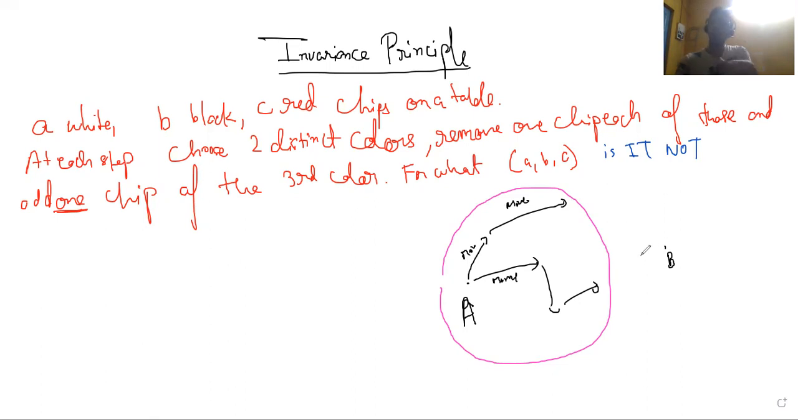But if the question is to show that you can reach B, the invariance principle does not help you, at least in a straightforward way. Invariance principle is like finding an invariant. It will tell you that wherever you reach, it will have that feature that A had. But it is not saying that anything that has that feature that A has can be reached.